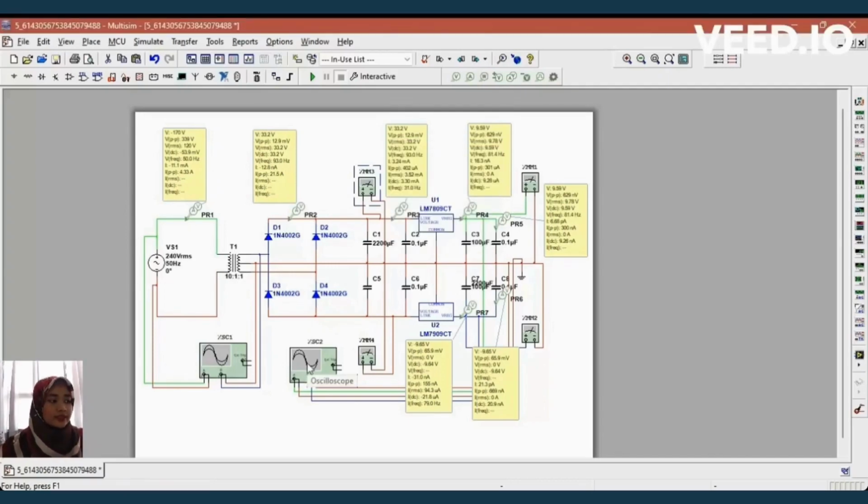Next, the last one is the oscilloscope, a vital electronic testing tool used to analyze voltage signals over time. By connecting a probe to different points in the circuit, the user can observe the signal characteristics like amplitude and frequency.